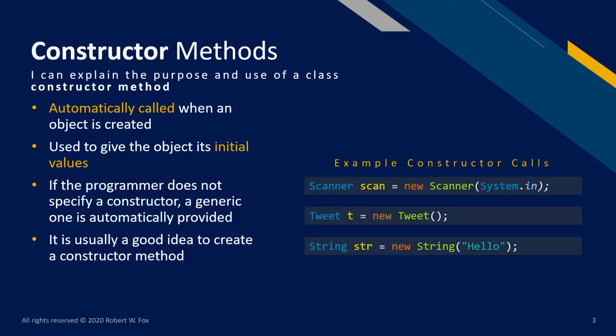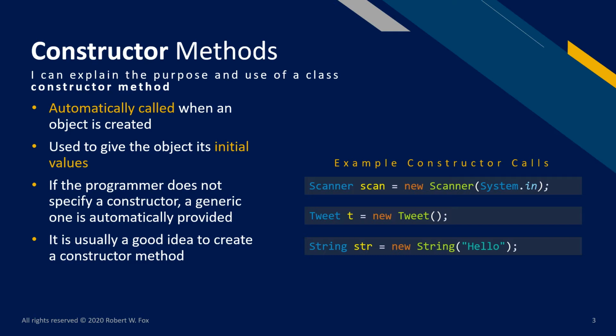We've seen constructor methods a little bit before, so let's just chat and review exactly what they're used for. First of all, a constructor method is a method that's automatically called when an object is created. On the right, you can see some examples. When I say new Scanner or new Tweet or new String, the constructor method is automatically invoked. The purpose of it is to give the object its initial values. It can be used for other things too, but that's probably the main reason we make constructors.